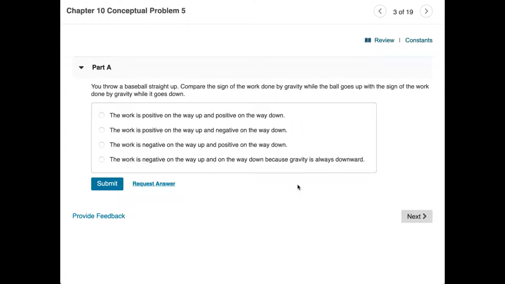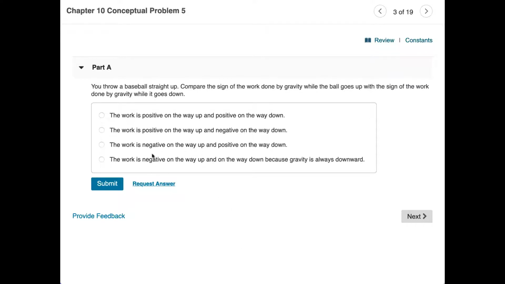You throw a baseball straight up. Compare the sign of the work done while the ball goes up with the sign of the work done as it goes down. This relates to the previous question. If I draw a free body diagram for the baseball when it's on its way up, the force of gravity is directed downward, but the displacement is upward. When the force and the displacement are in opposite directions, this is when negative work is done. So the work is negative on the way up.